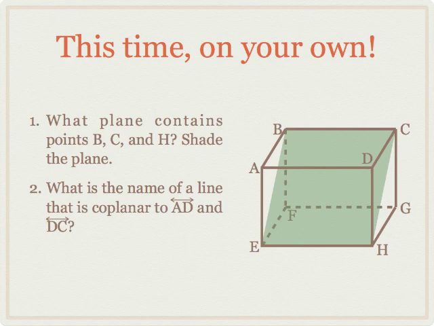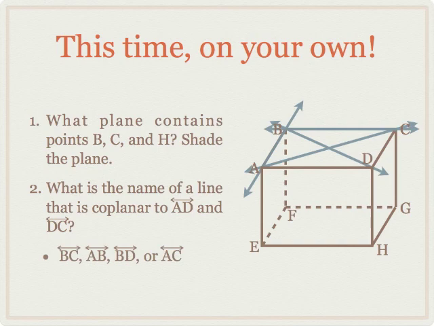If you did, well done. Now, what is the name of a line that is coplanar to line AD and line DC? Well, if you notice, line AD and line DC are both in the top of the figure, and so therefore any 2 points creating a line in the top of the figure would be fine. Don't forget that you can use the lines that go diagonally through the top of the figure as well.